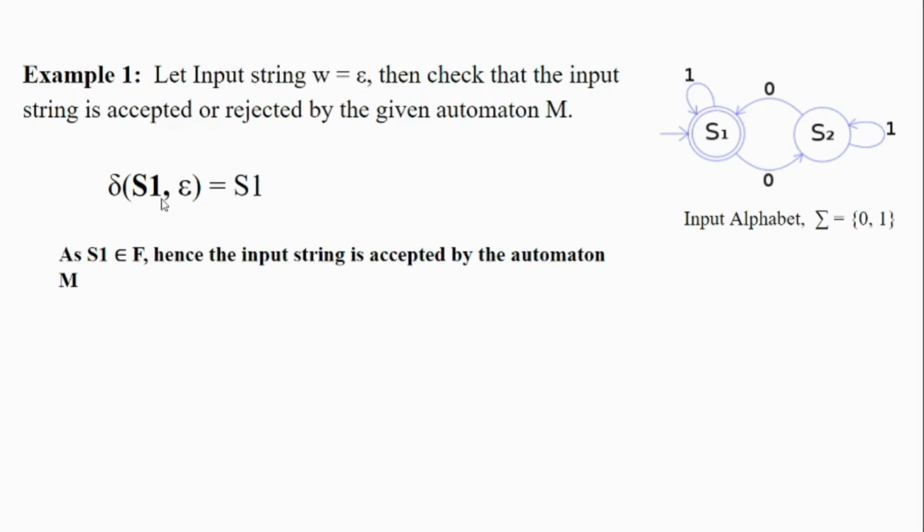How do we process it? Our initial state is S1 and we will apply the input to it. The input in this case is epsilon. As we mentioned earlier, whenever we apply a transition function on a state for epsilon, it will be in the same state. So after processing epsilon you are getting S1. Now you have to check whether S1 is a final state or not. Yes, S1 is a final state, hence the input string is accepted. In other words, we can say that if the initial state is a final state, it implies that the machine accepts epsilon.